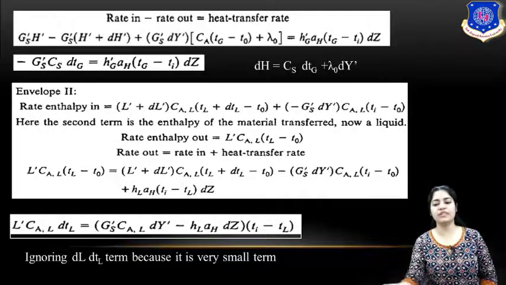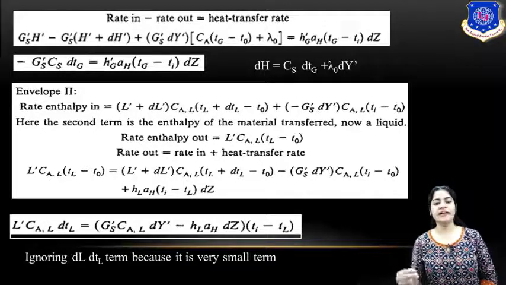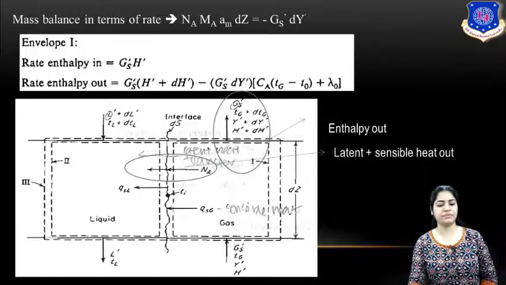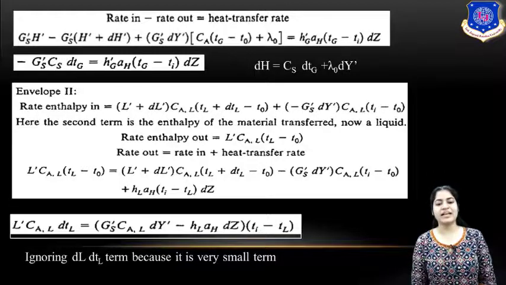You can also take it in the enthalpy out form. So here that is the enthalpy of the material transferred. Now talking about the rate of enthalpy out, what is going out here from the envelope tube, that is L dash into CAL into TL minus T naught. So now what is the overall balance? That is your rate out is equal to rate in plus heat transfer rate.